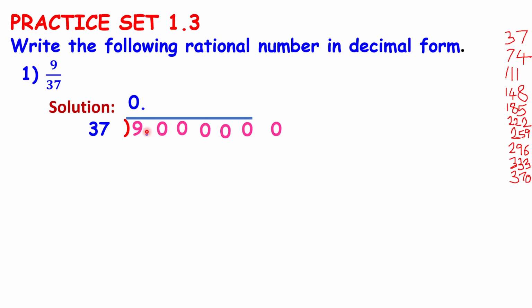111 is greater than 90. So here, 37 twos are 74.